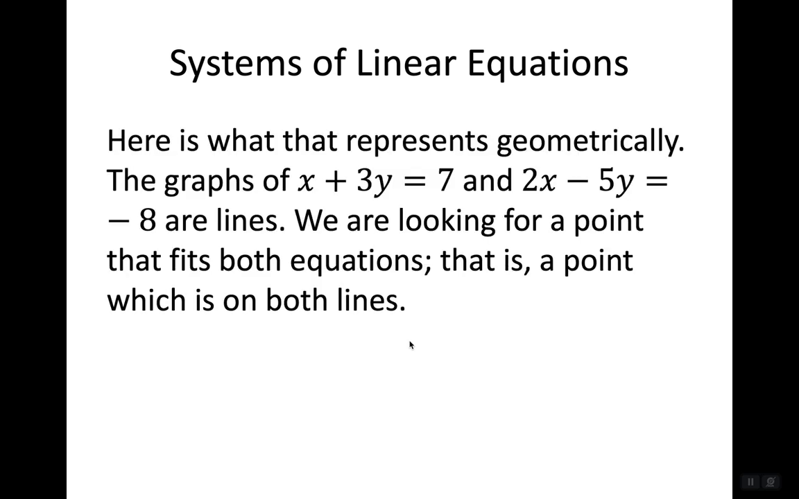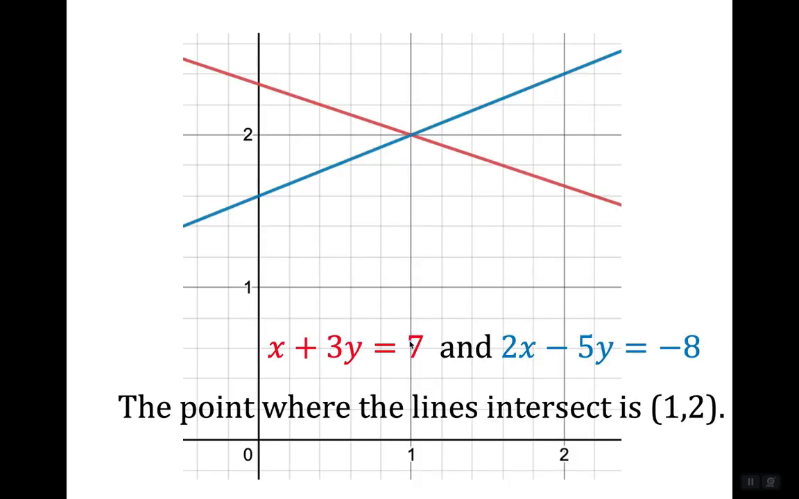Here's what that represents geometrically. The graphs of x plus 3y equals 7 and 2x minus 5y equals negative 8 are lines. We are looking for a point that fits both equations. That is, a point which is on both lines. So when you graph these lines, x plus 3y equals 7 in red, 2x minus 5y equals negative 8 in blue, there's only one point that's on both lines. The point where the lines intersect is at (1, 2).